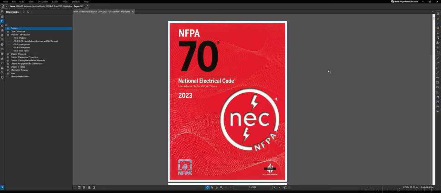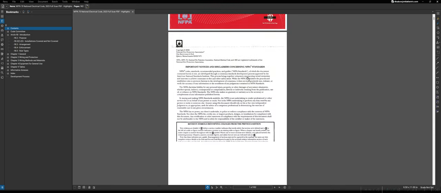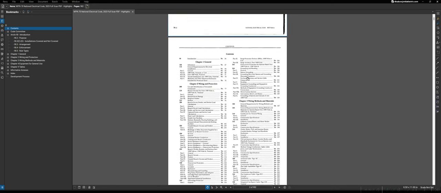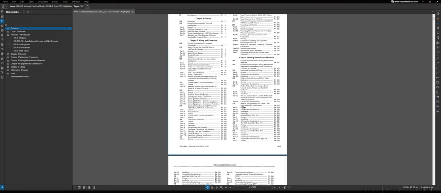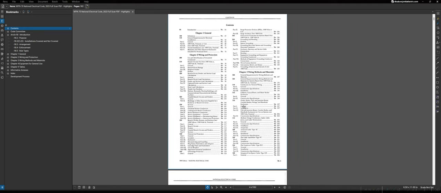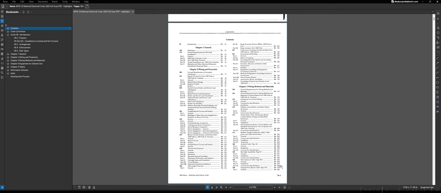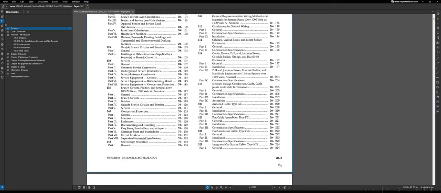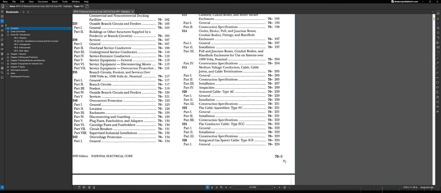Now, moving on to our introduction to how to use the NEC, we're going to kick this off by opening a few pages into our book and scrolling on to page 3 of the NEC. On the topic of how to reference the NEC, you'll notice almost every page in the book, in one corner or the other, has a 70-A number.